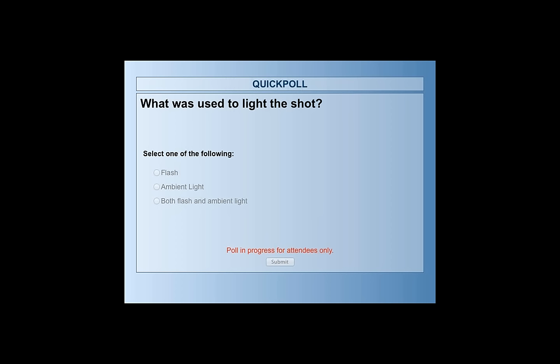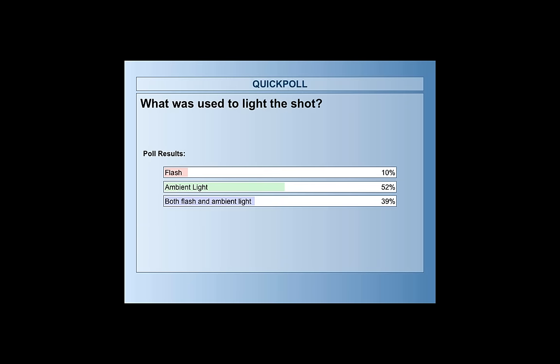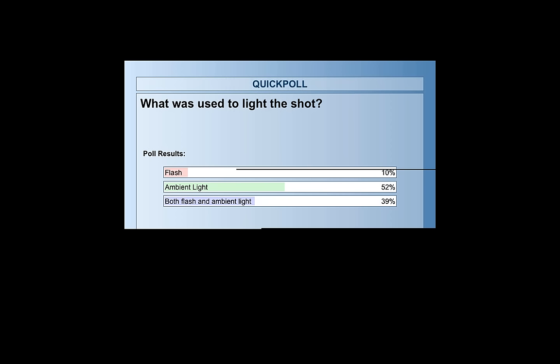Okay, answers are coming in. We have some participants saying it was shot with a flash, others are saying ambient light, and others are saying a mixture of both flash and ambient light. I'm going to close the poll in about 5 seconds. Okay, let me just share it. So, 10% of you said it was shot with a flash, 52% said ambient light, and 39% said it's a mixture of both flash and ambient light.